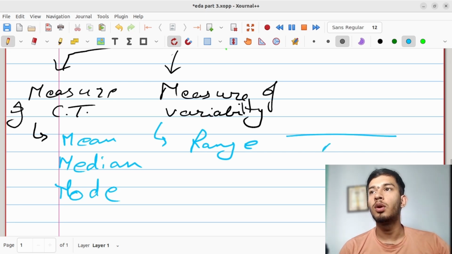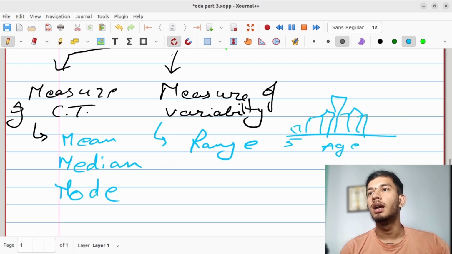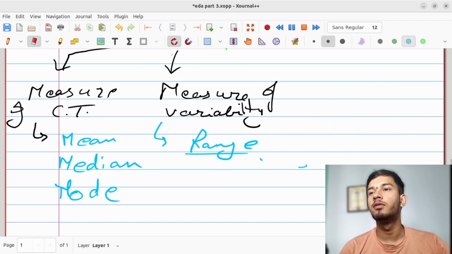Suppose we are talking about age. So here one person has age 5, and here are some other values like 10, 12, 13, 14, 15, or whatever it is, okay? And the highest value is suppose 15, right? So what will the range be? Range will be the highest minus lowest. So the range of this is 10. Right? So this is the measure of variability.